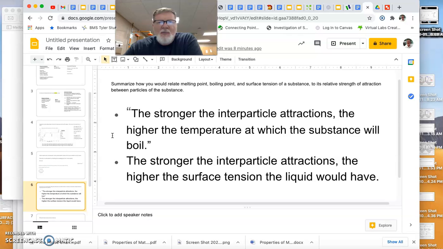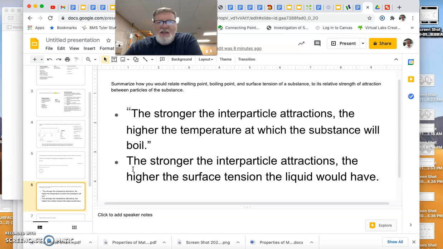Summarize how you would relate the melting point, boiling point, and surface tension of a substance to its relative strength of attraction between particles of the substance. And so for melting point and boiling point, the stronger the interparticle attraction, the higher the temperature at which the substances will boil, and that would also be the case for the higher the temperature for which the substance would melt.